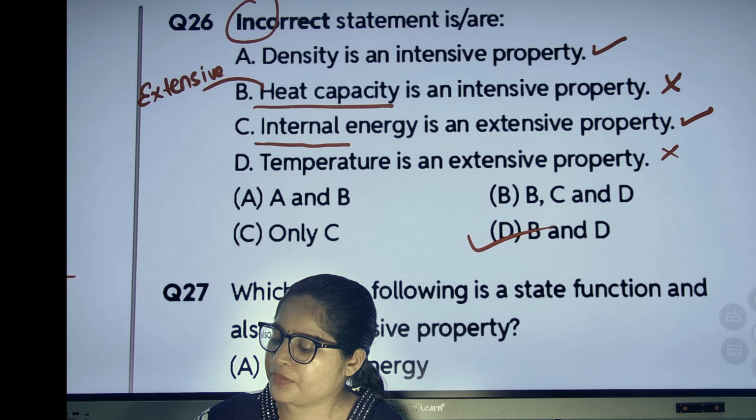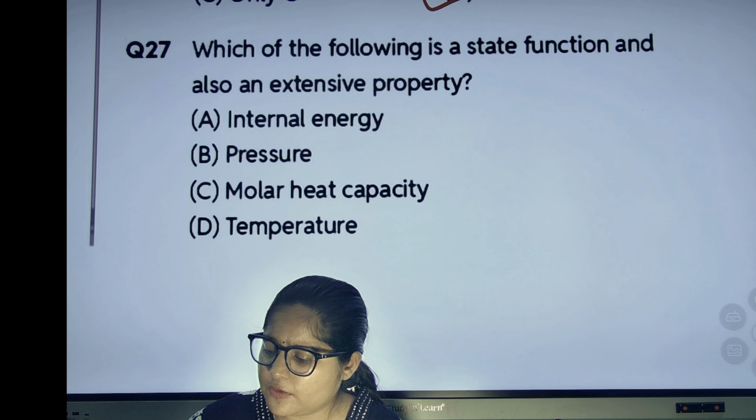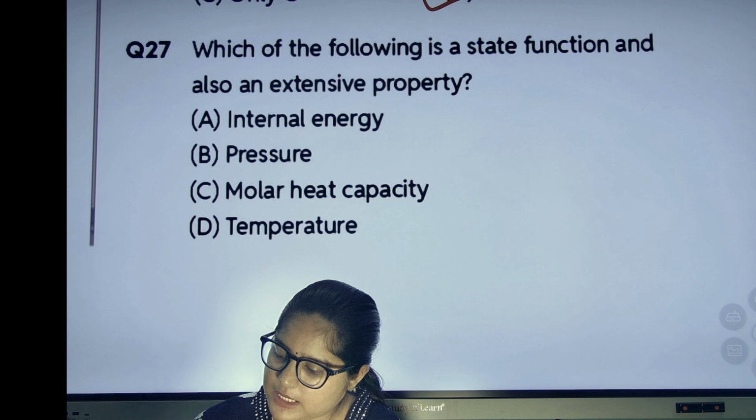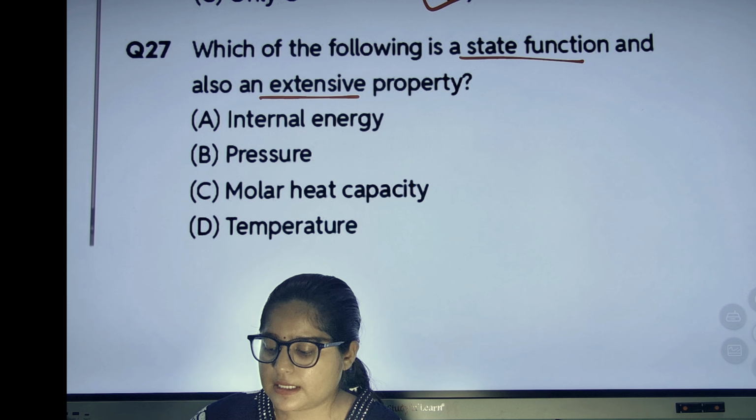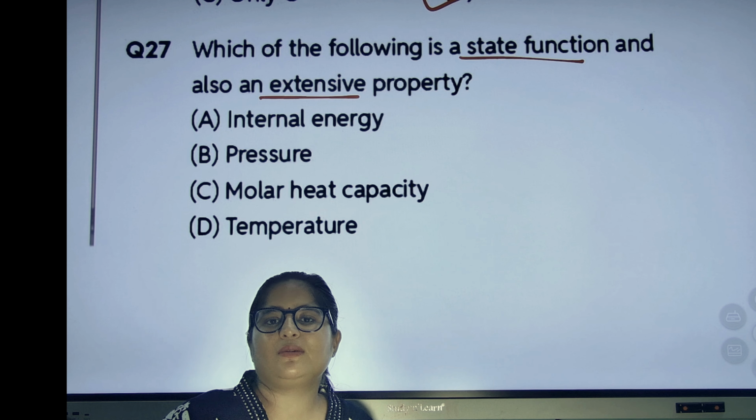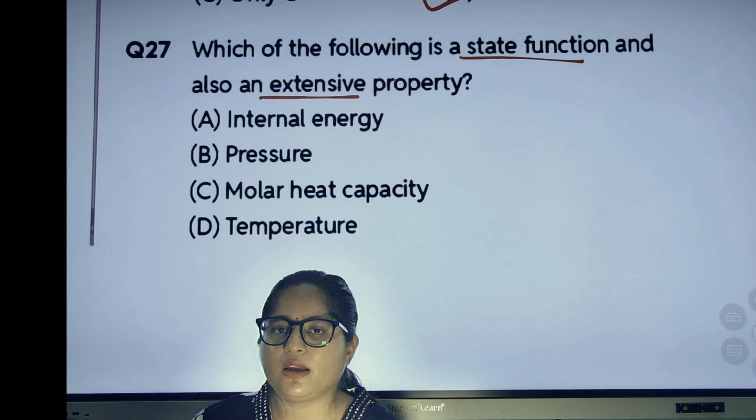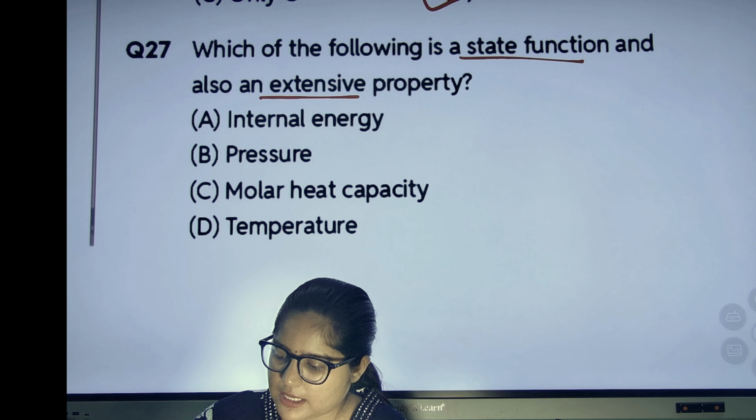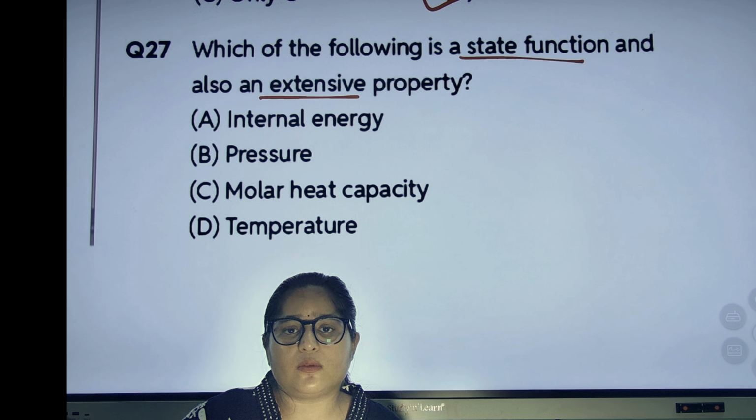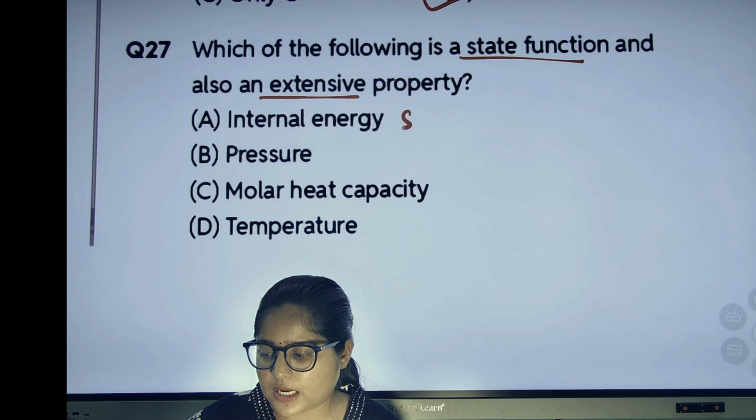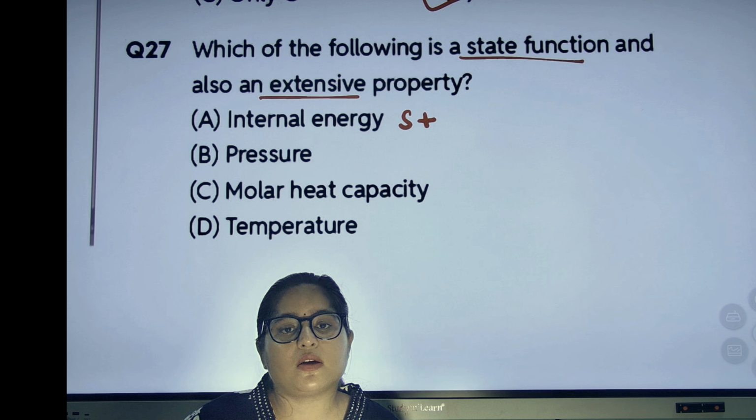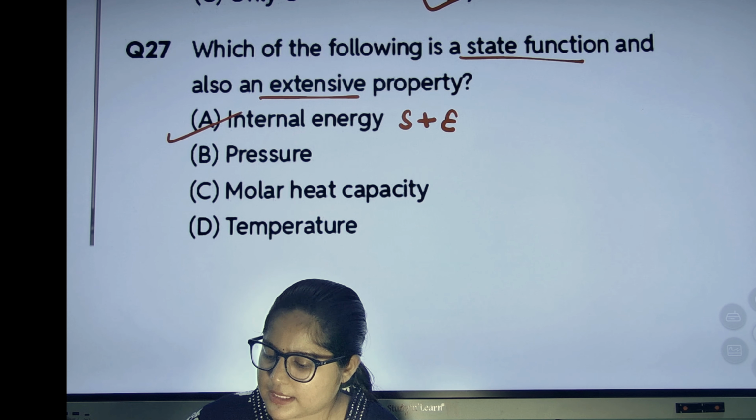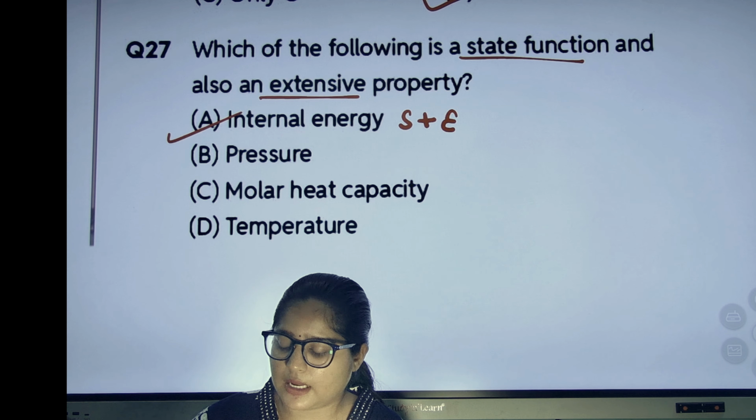Clear? Okay. Next, which of the following is a state function and also extensive? It is a state function and also extensive. So for a sure state function, work and heat should not be there in the option. Other than work and heat, everything will be our state function. Let us say here internal energy. Yes, it is our state function plus energy. All energy terms are extensive. So the first option itself is correct. So let us check the second one too.